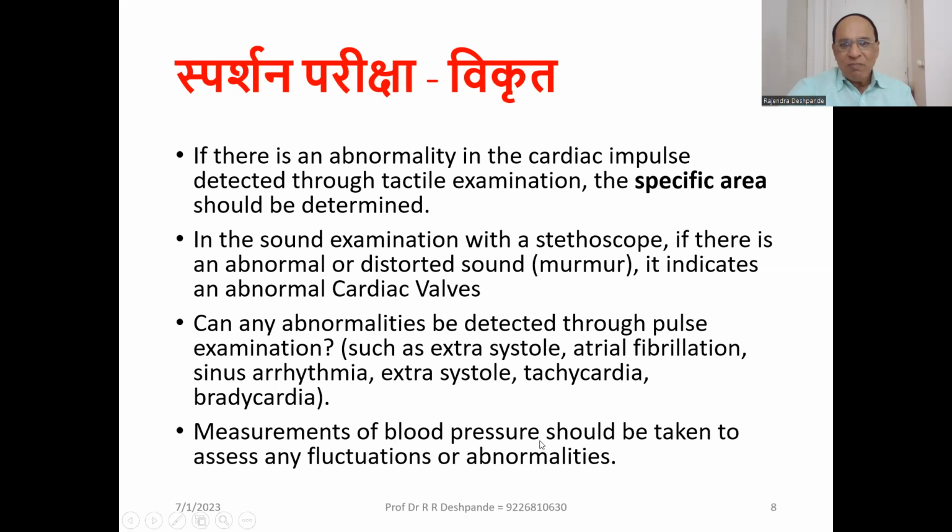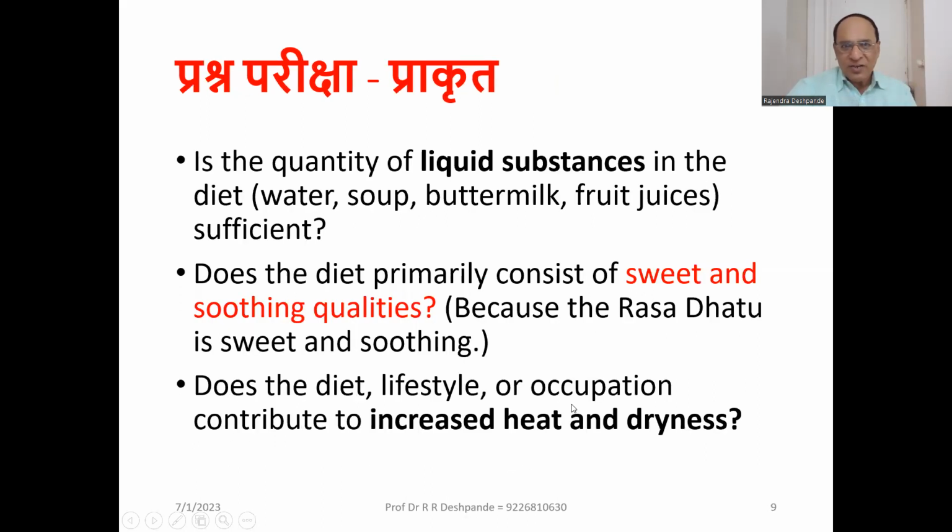Measurements of blood pressure should be taken to assess the fluctuations or abnormalities in the blood pressure, high blood pressure, low blood pressure, etc. Last but not least is the Prashna Pariksha, Prakrita, the physiological aspect. Is the quantity of liquid substances in the diet sufficient? Whether you drink enough water, you take soup, buttermilk, fruit juices in your regular lunch and dinner time, because Rasa Dhatu is Drava Anusari. Write down this word, Drava Anusari. That means it has liquid predominance, more water in the Rasa Dhatu.